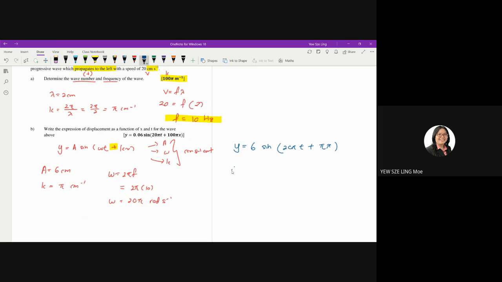And of course, you need to state the units. So where y and x are measured in cm and t in seconds. All right, you need to state this so that people know this 6 actually represents 6 cm, not 6 meters, and this pi is in terms of cm as well because your x is in cm.